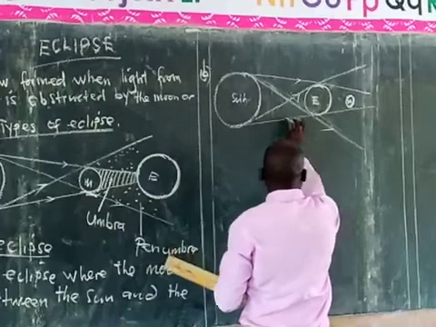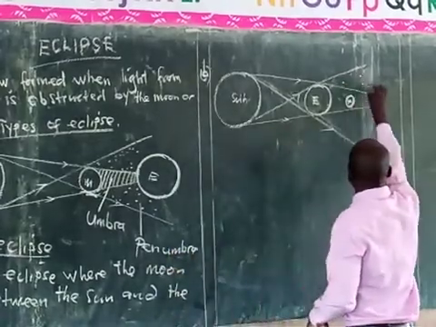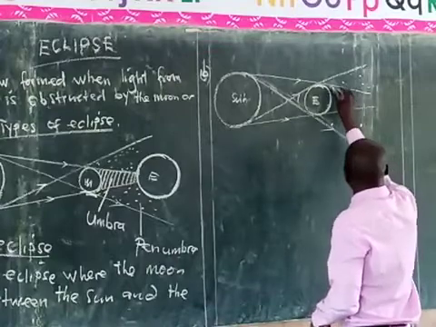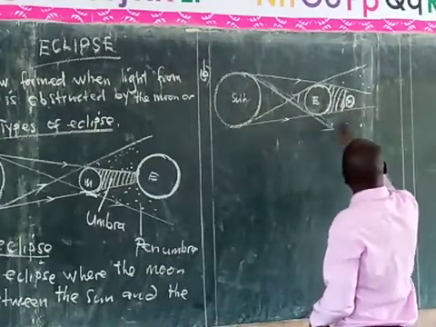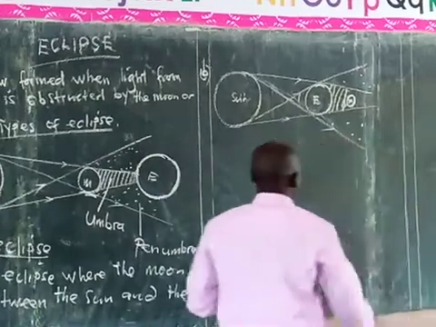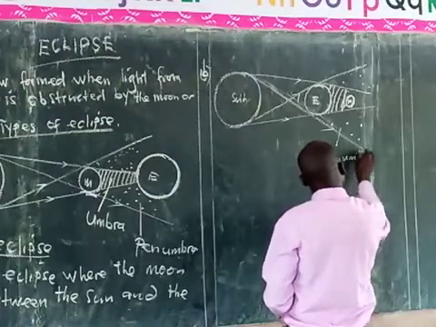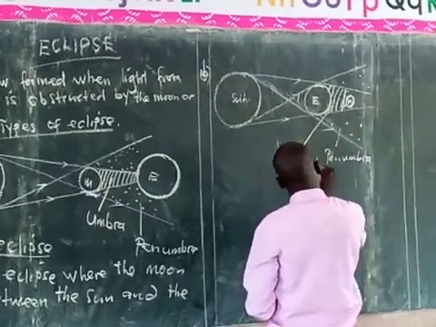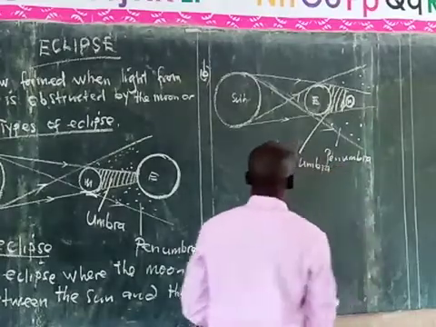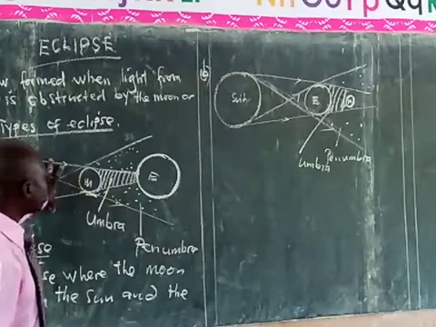Then we are going to see partial darkness here. Now this part here is going to experience still what? Total darkness. Now, where there is partial darkness, we say this is penumbra. What about this? We say this is what? Umbra. Now, if this one here, we call it solar eclipse.